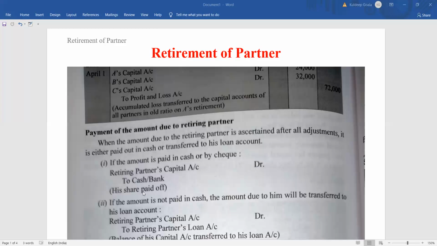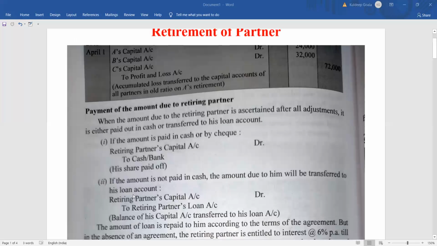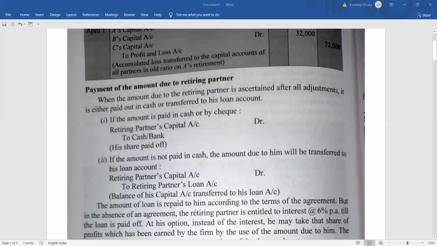And next, if there is an insufficient amount of money, or if we are going to pay him in installments, or we are not going to pay the entire amount, or a certain amount is to be paid later on, then it will be transferred to the loan account. How? Retiring partner's capital account debit to retiring partner's loan account, the amount of money which is not paid, right? Now generally you should remember that if nothing is mentioned about the interest to be paid on the retiring partner's loan account, it is 6% per annum, till the loan has been paid off.